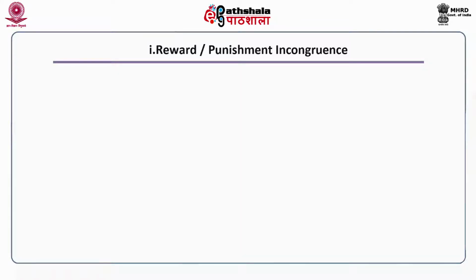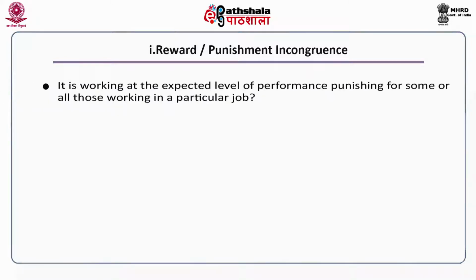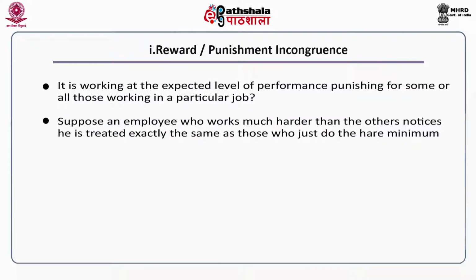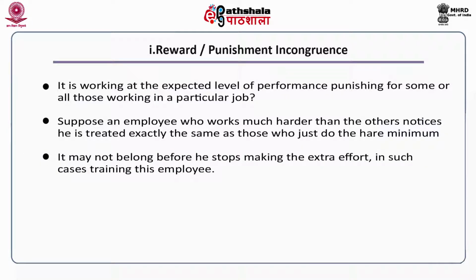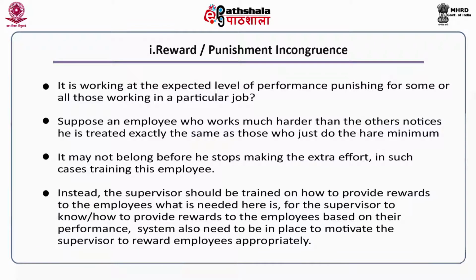Let's discuss first the discrepancy, reward, punishment, incongruence. Here, working at the expected level of performance is punishing for some or all of those working in a particular job. Suppose an employee who works much harder than the others notices he is treated exactly the same way as those who just do the bare minimum. It may not be long before he stops making that extra effort or stops going that extra mile in the job. Instead, in this case, the supervisor should be trained on how to provide rewards to the employee who is going the extra mile and probably give some negative reinforcement to those employees who are not putting their best into accomplishing their task.